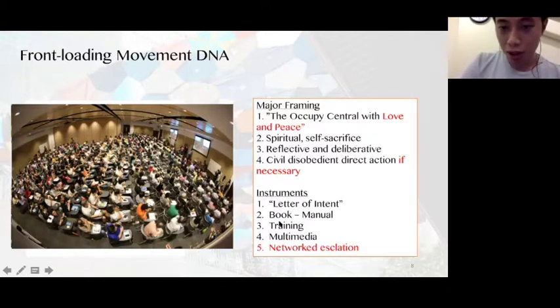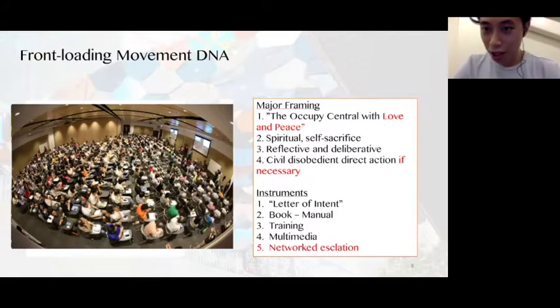And the instruments to carry out this front-loading DNA are several. One of them is called the letter of intent. The letter of intent is basically a contract. People who participate in the deliberation day or who identify themselves as core members of Occupying Central will have to sign an agreement saying that they will not initiate violence. And it gives a sense that these people joining the movement are rational beings instead of emotional beings.